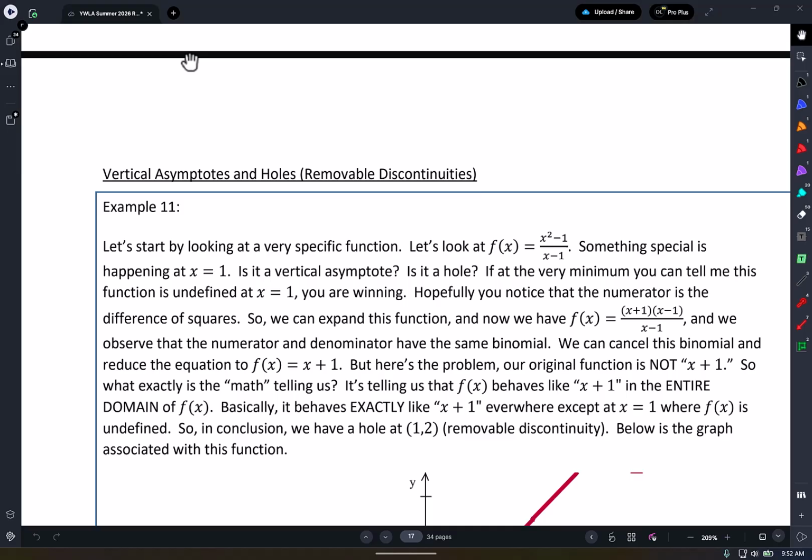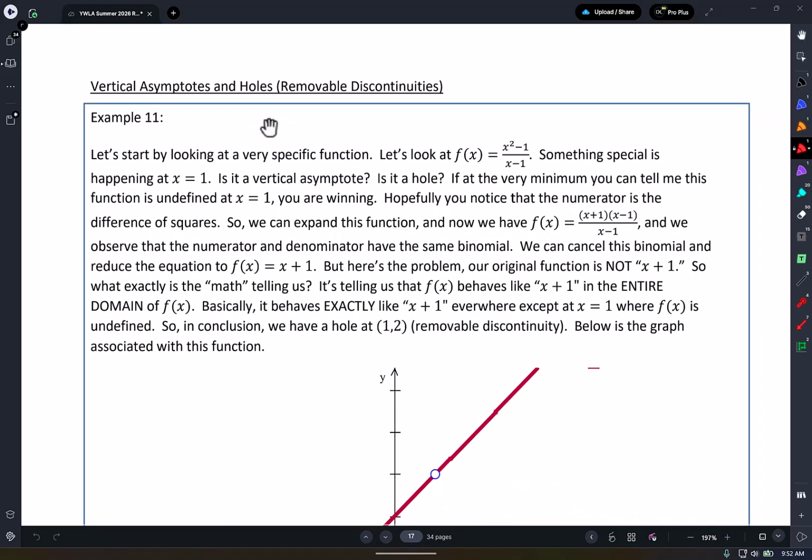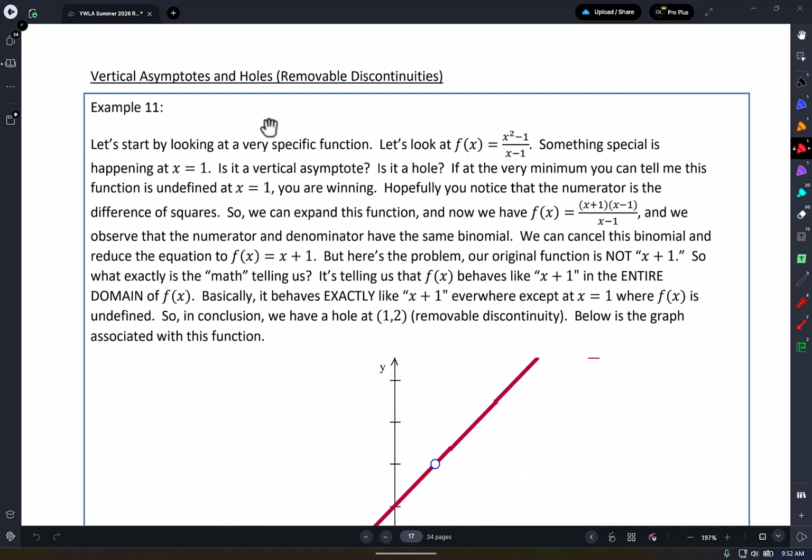So let's read example 11 and conclude what it's trying to say. It says, let's start by looking at a very specific function. Let's look at f of x equals x squared minus 1 in the numerator over x minus 1 in the denominator. Something special is happening at x equals 1. Is it a vertical asymptote?